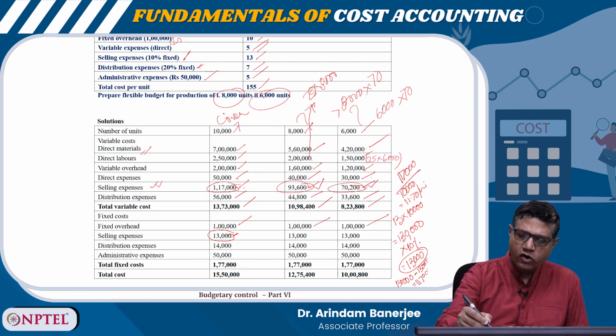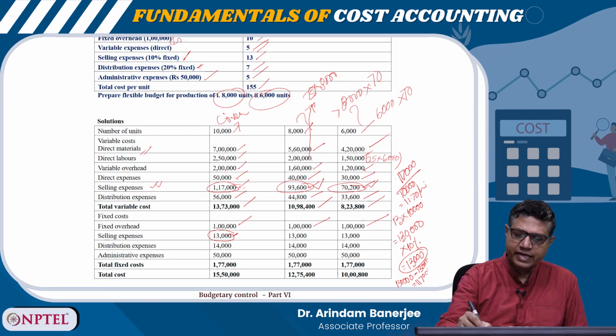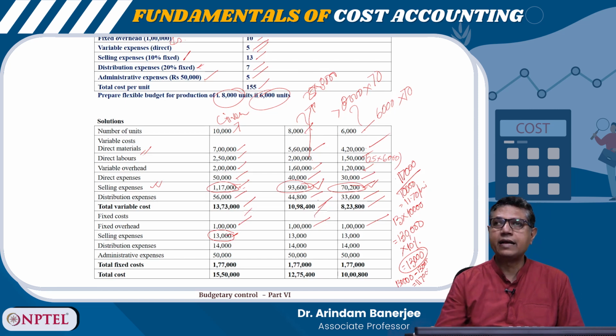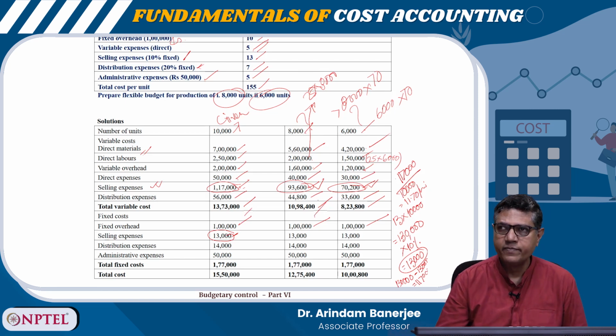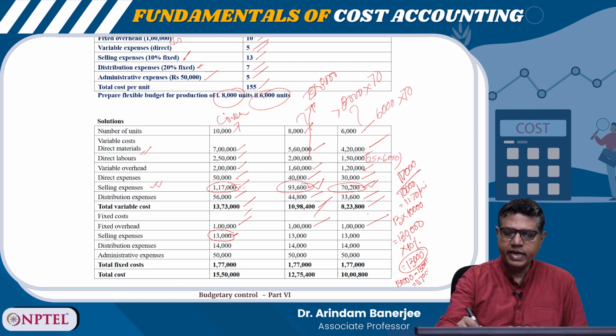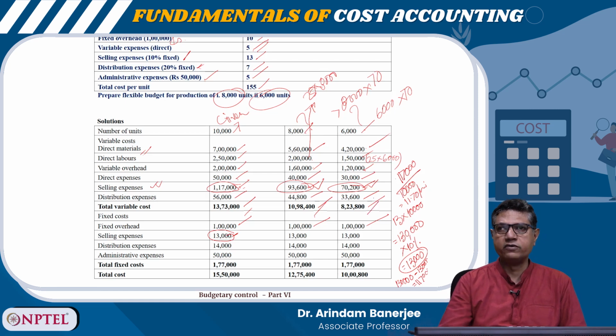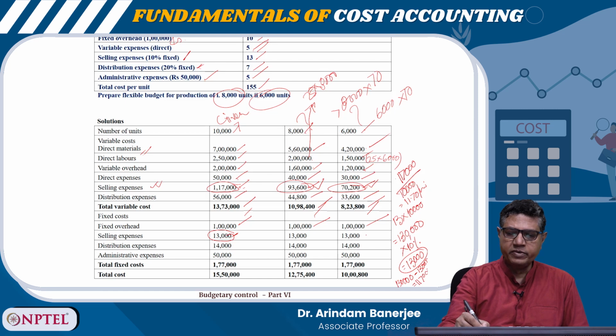If you add all these variable costs, at 10,000 the total variable cost will be 13,73,000. For 8,000 it will be 10,98,400, and for 6,000 it will be 8,23,800. Now in case of fixed cost, the fixed overhead is 1 lakh, which will remain the same and will not change.